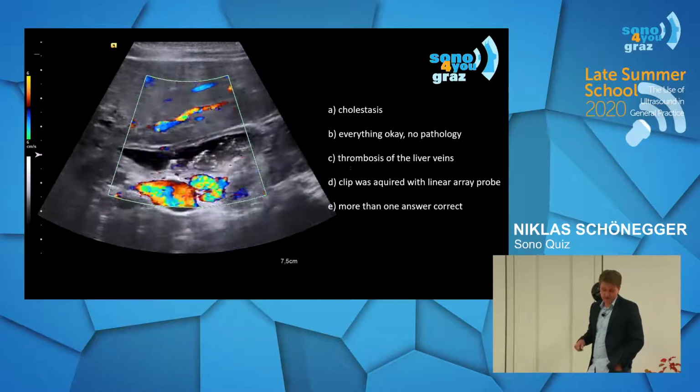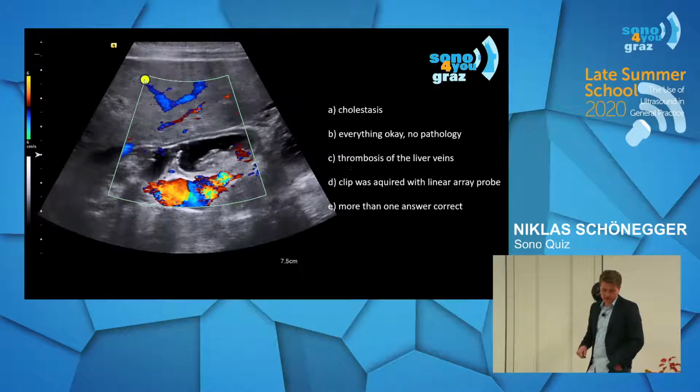And the next point was the liver veins. You see here the blue structures are the liver veins.